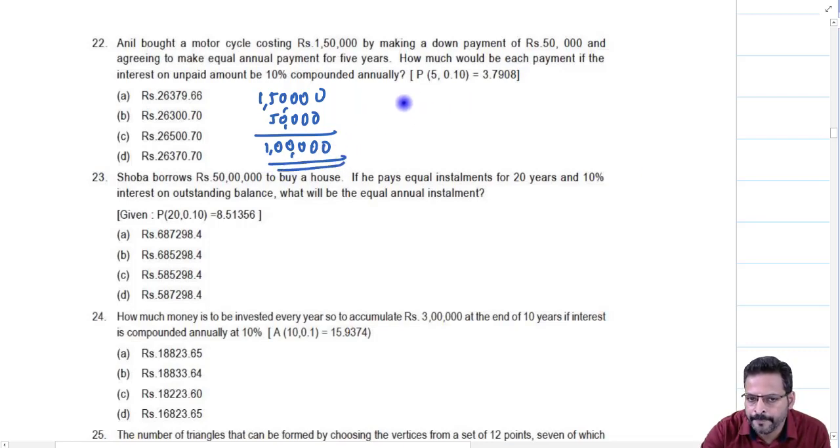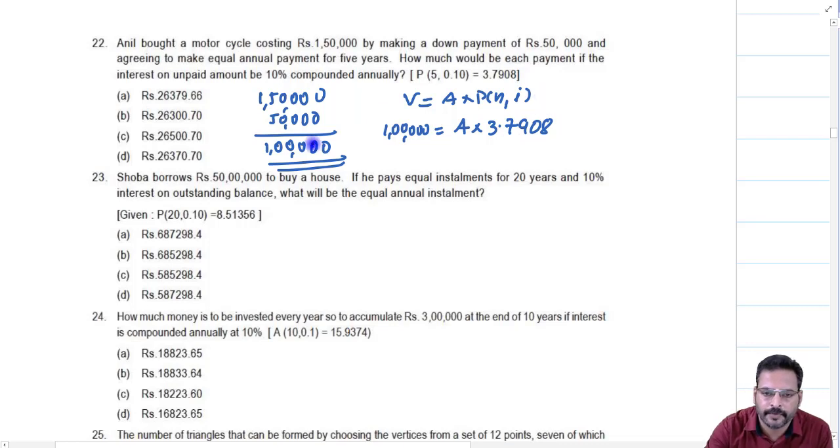That means present value V is equal to A into PVIFA. PVIFA is given in the question directly. So 1,00,000 equals A into 3.7908. Okay. So therefore A is equal to 1,00,000 divided by 3.7908. So the answer will be 26,379.66. 26,379.656 can be rounded off to 66. Okay, so the answer will be A.